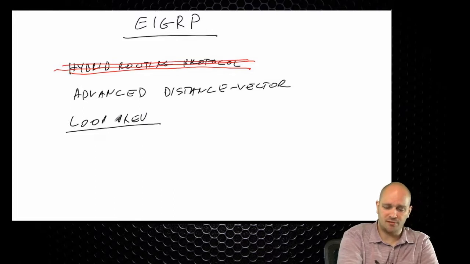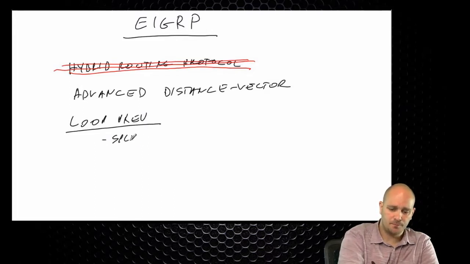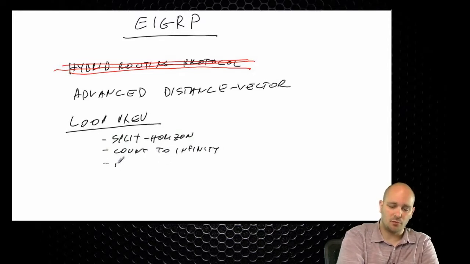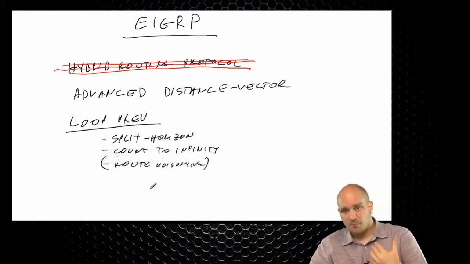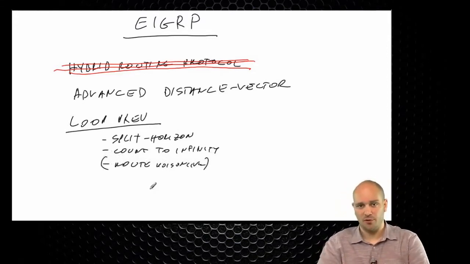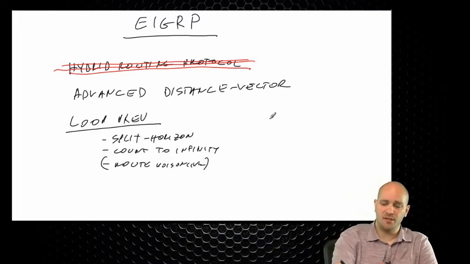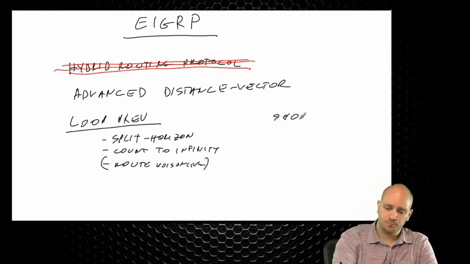It is going to be using things like split horizon. It is going to be using count to infinity. And route poisoning. For example, now, it might not actually be used, but these are the methods that distance vector routing protocols use for loop prevention.